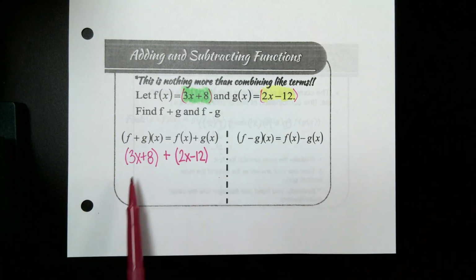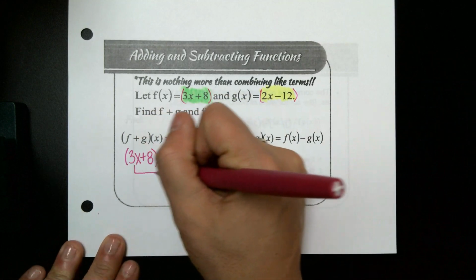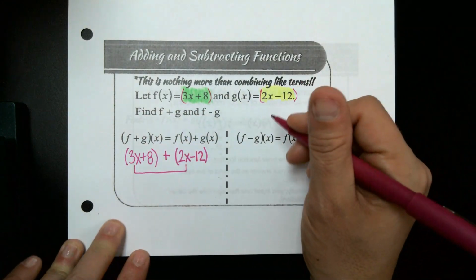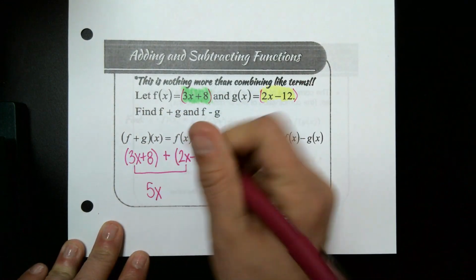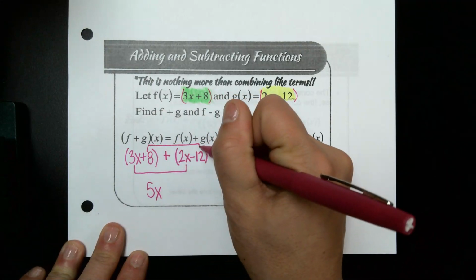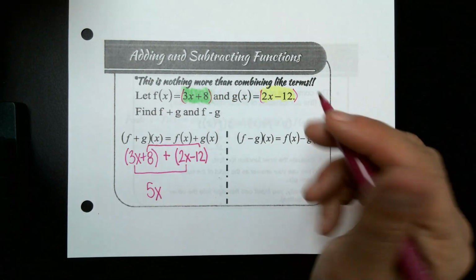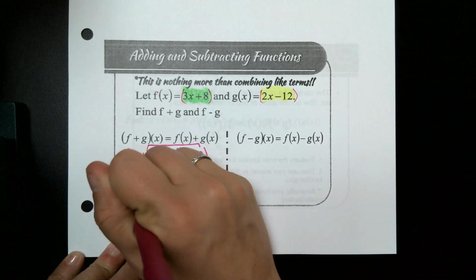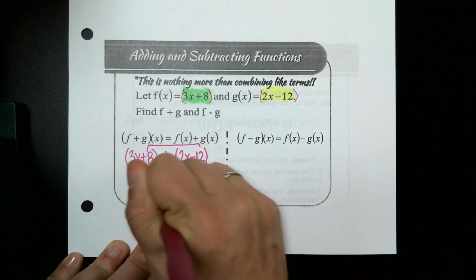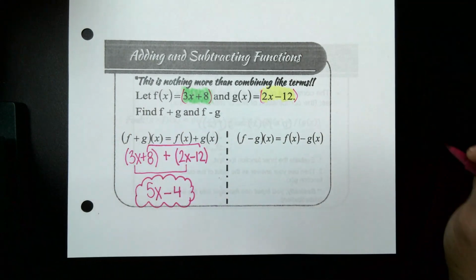Now you have all seen problems like this before. If you are adding two expressions together, you just combine what looks alike. So you would do 3x plus 2x, which would be 5x, and then 8 plus negative 12, which is negative 4. Super simple. Add the like terms.